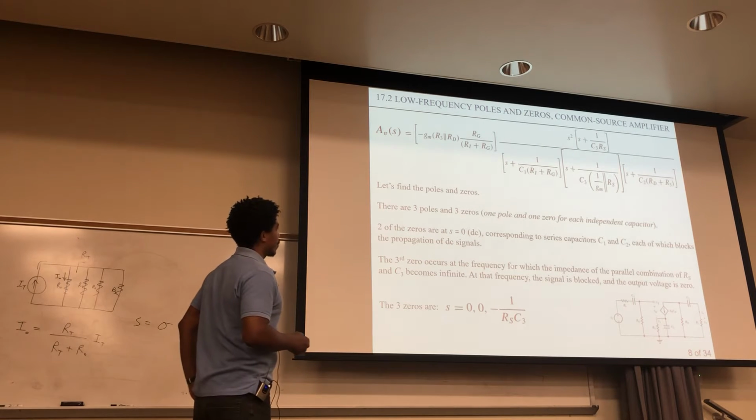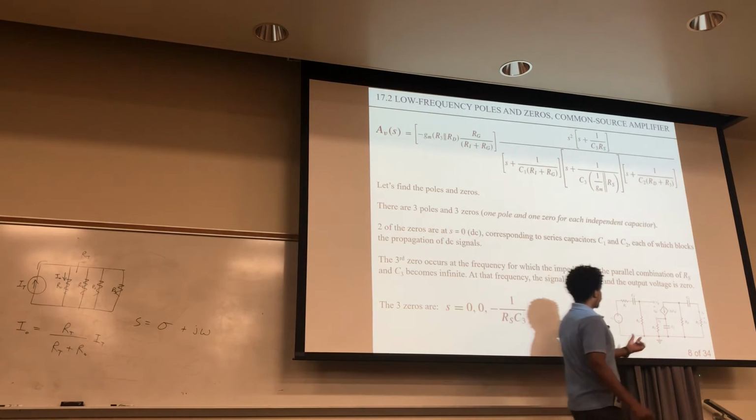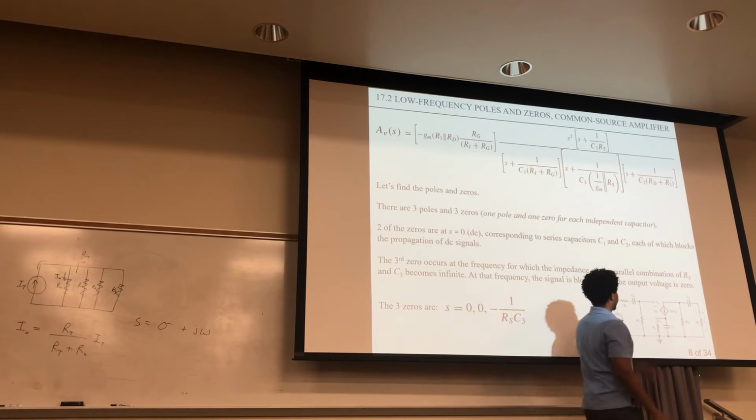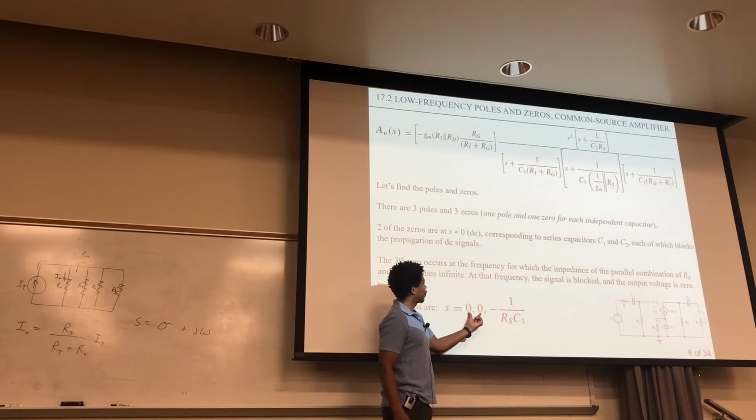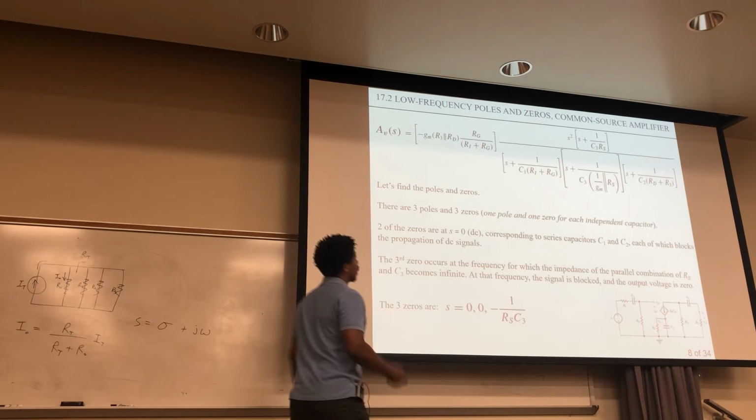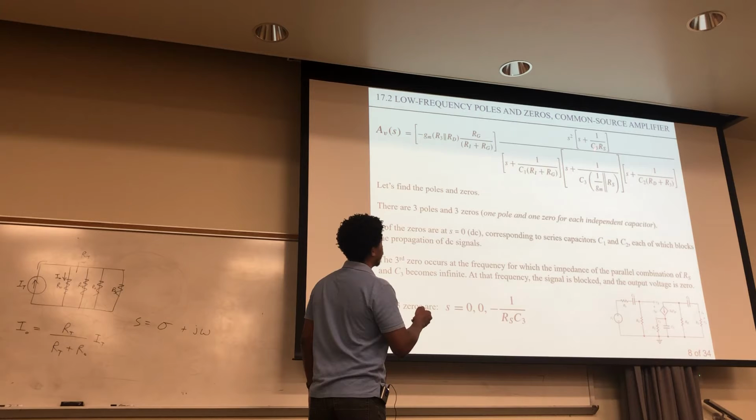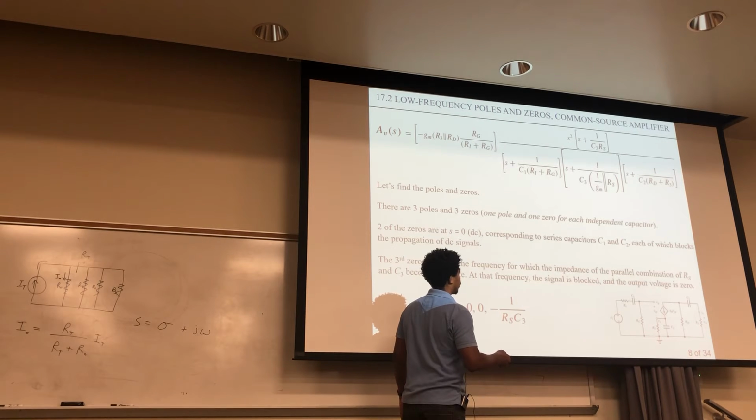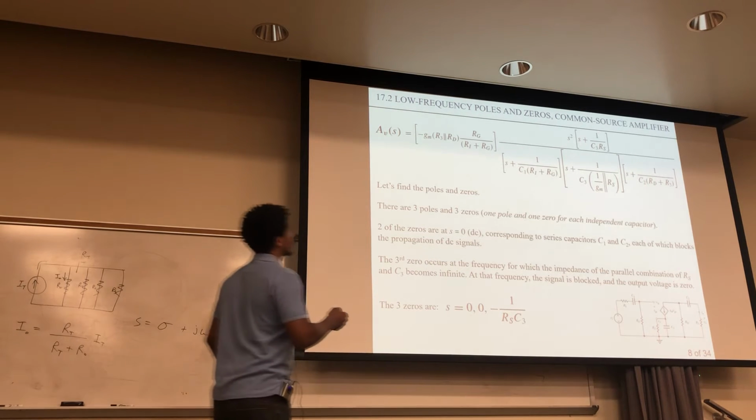Now the third 0 occurs at a frequency for which the impedance of the parallel combination of RS and C3 becomes infinite. So that's this right here. So when this whole block right here, when that impedance becomes infinite, then it's blocked, right? And you get a 0 from that too. Okay, so those happen right here. You get a double, second order 0 right there. Another one happens when this term right here becomes 0. And that's this one right there. When this impedance of RS and C3 becomes infinite to block the signal going through in the frequency domain. And that happens at S equals negative 1 over RS C3 right there.